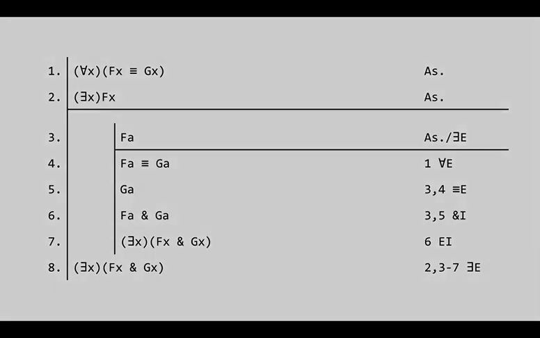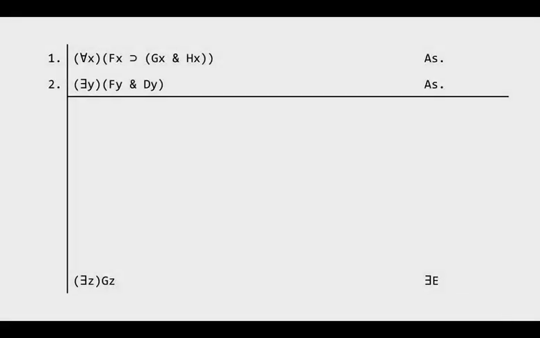All right, let's keep going here. Okay, so it looks like in this one we have a universally quantified sentence up in the premises. We also have an existentially quantified sentence there. And we have to work our way down to an existentially quantified sentence, GZ. So when looking at this, I can sort of tell that there is no real way to get there without using an existential elimination subderivation.